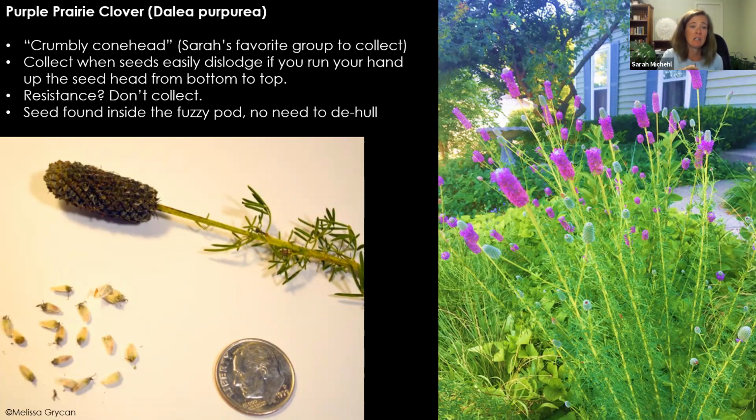Okay. So I say seed found inside the fuzzy pod, no need to dehull, right? Dehull is just the plant material around the seed itself. You don't have to take that off with these.